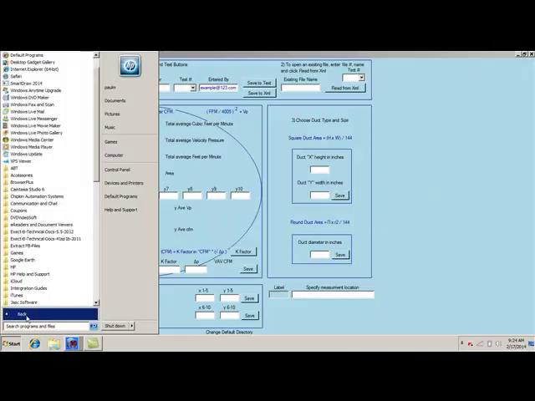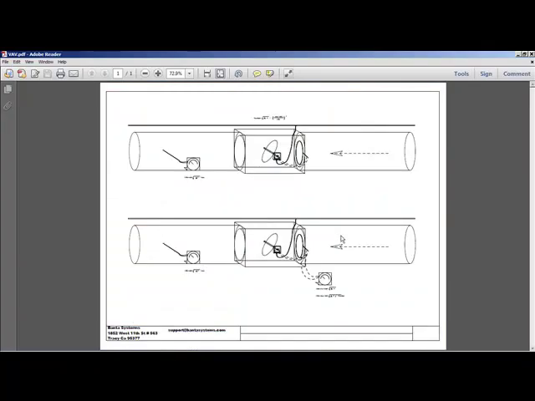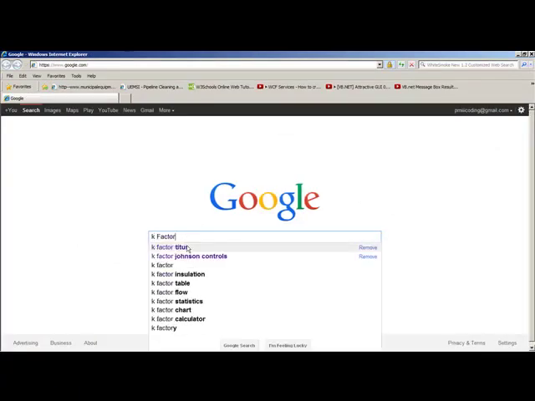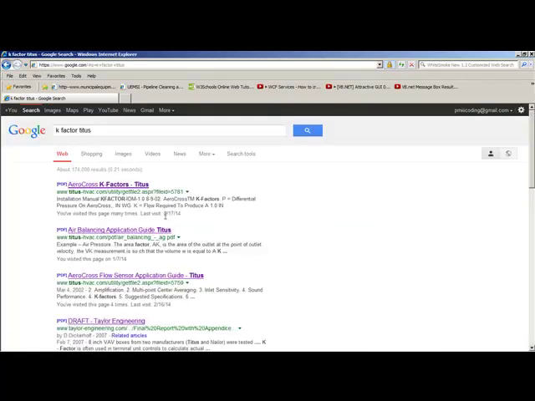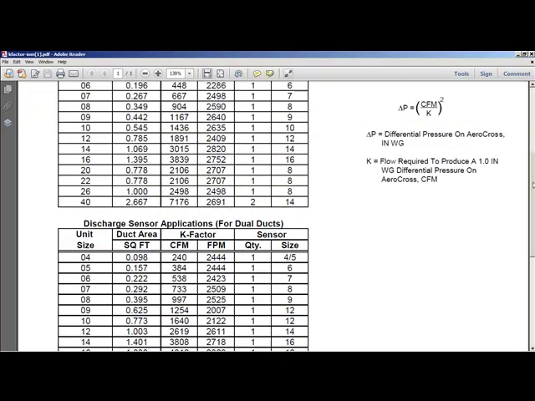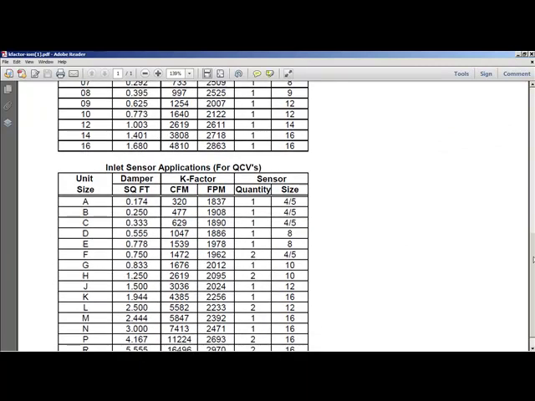So the next thing we're going to do is go back to our ABT folder, and in our resources folder we're going to open up the VAV.pdf, and we will go to the internet, and we're going to look for K-factor for Titus. So this is a Titus manual for Aerocross for inlet sensor applications on all units except QCV, discharge sensor applications for dual ducts, and inlet sensor applications for QCV.